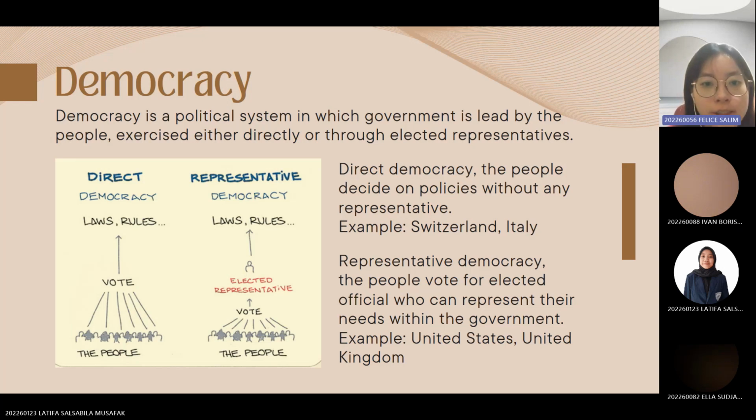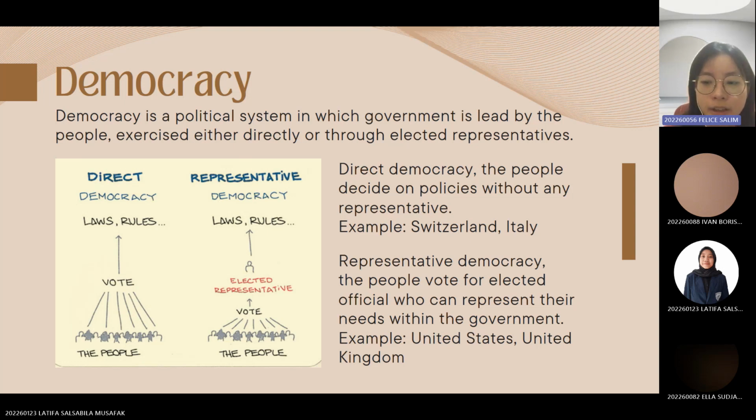So the part for democracy. Democracy is a political system in which government is led by the people, exercised either directly or through elected representatives. So there are two types of democracy. The first one is direct, and the second one is representative. For direct democracy, or you can say pure form democracy, it believes that citizens should be directly involved in decision making.